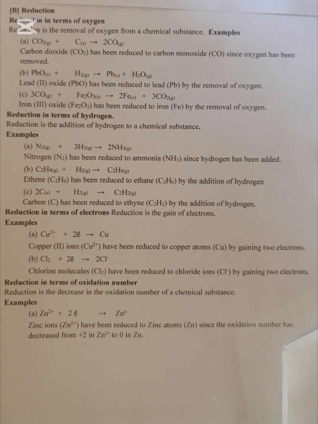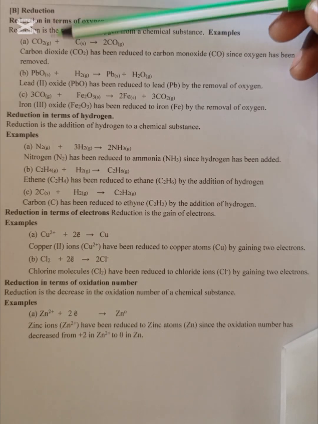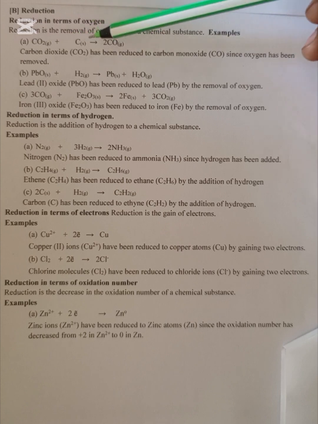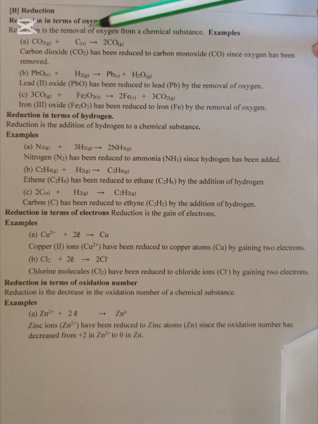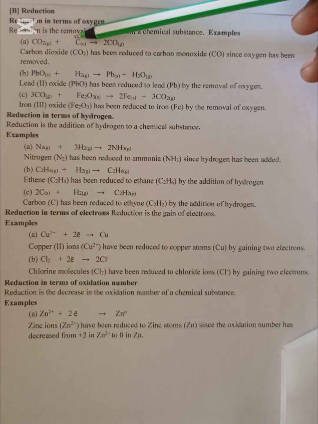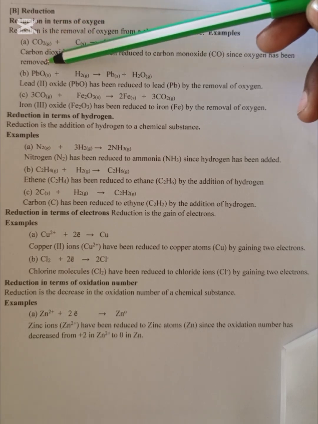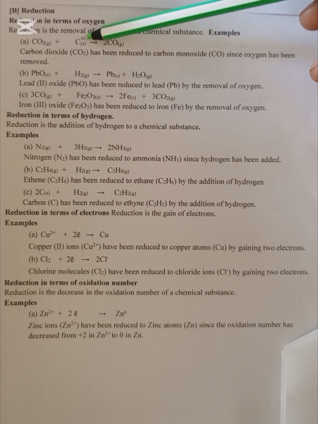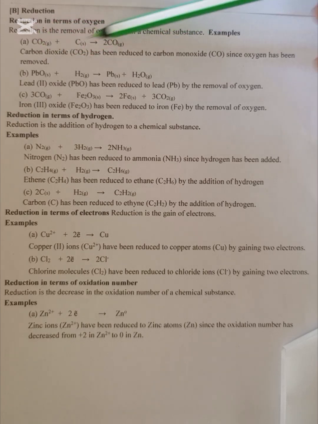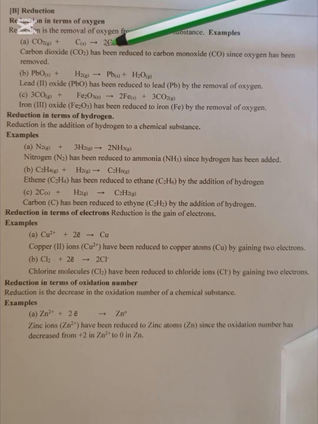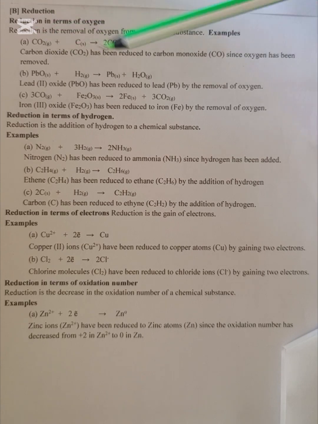So when you remove oxygen from a substance, then reduction has taken place. Let's look at carbon dioxide plus carbon to give us carbon monoxide. What we see here is that carbon dioxide has been reduced to carbon monoxide since oxygen has been removed. So we say that the removal of oxygen from a substance, in this case carbon dioxide, is reduction. Why? Because there is a removal of oxygen atom from a substance.